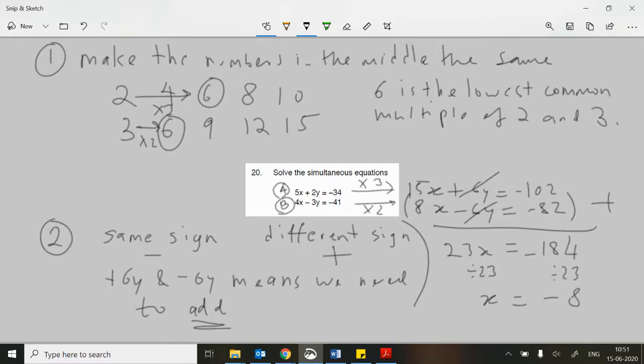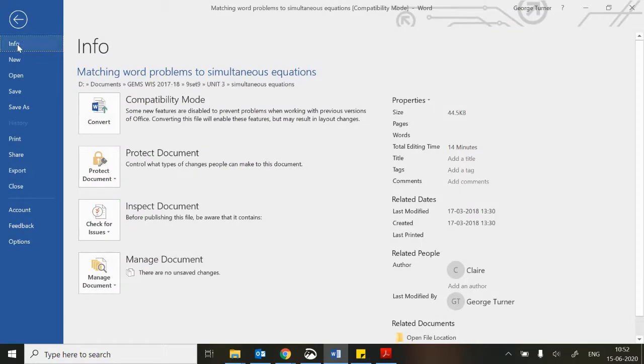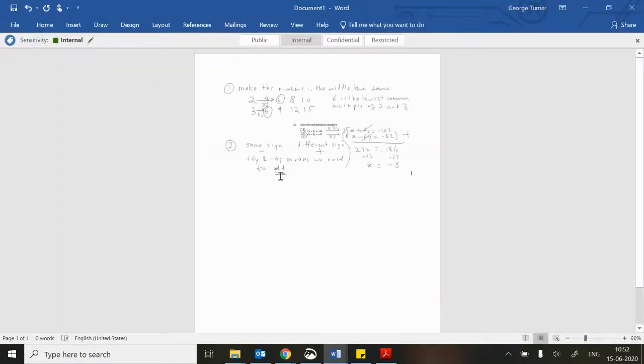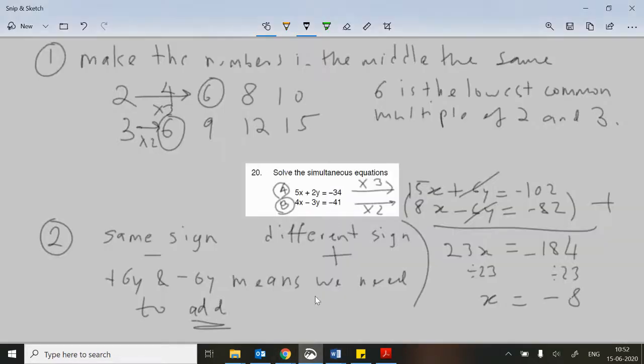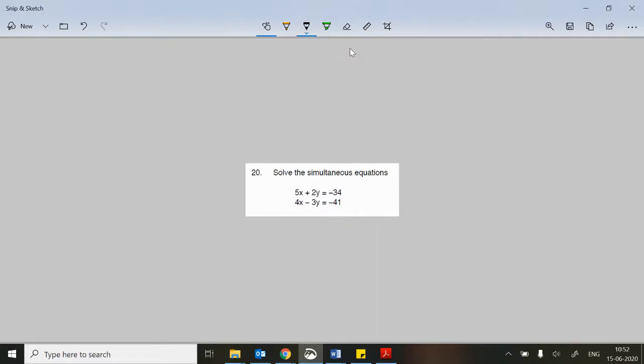I need another sheet to show my next bit of working out. So let me just copy this into a Word document here. Okay, and so there's my working out for the first bit. I'm going to get rid of everything now. I've got x is equal to -8. So I'm just going to get rid of this for a moment. Okay, and so my third step, so previous bit was x was equal to -8.